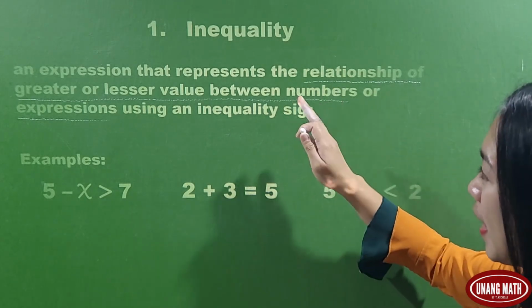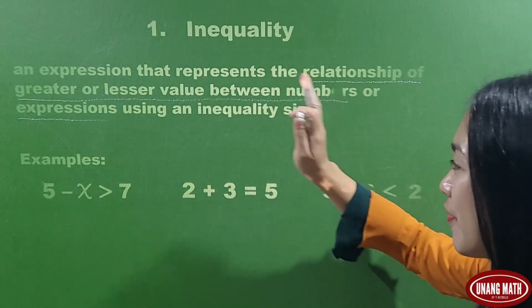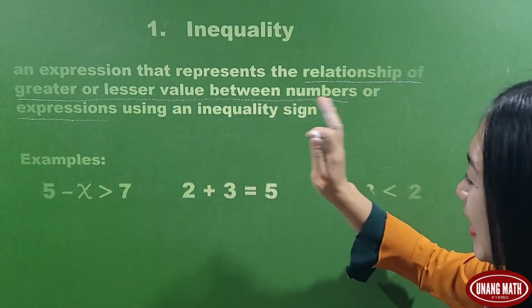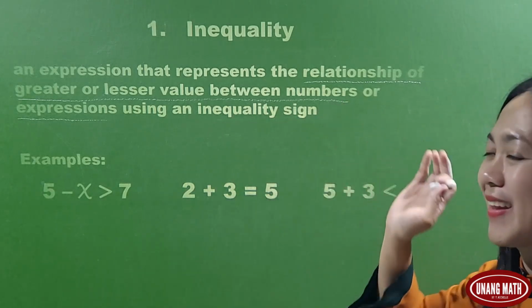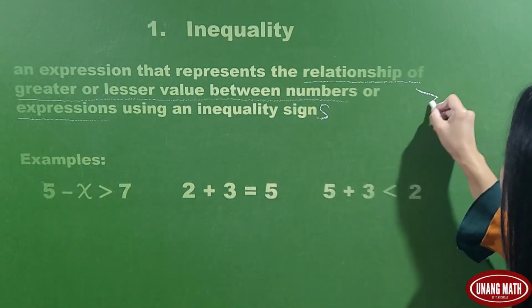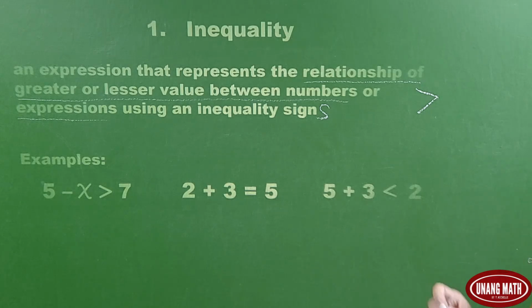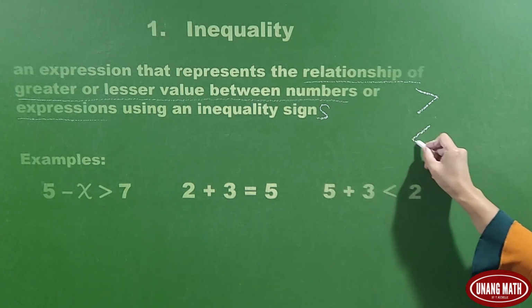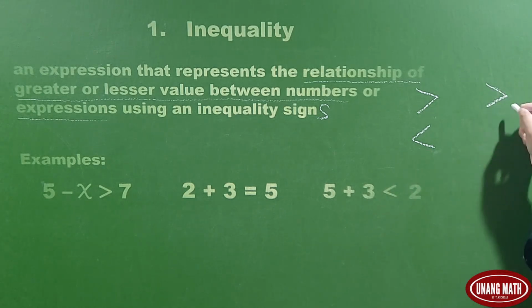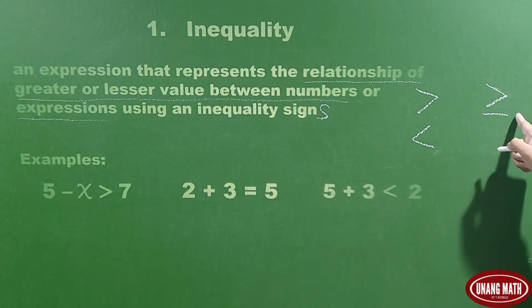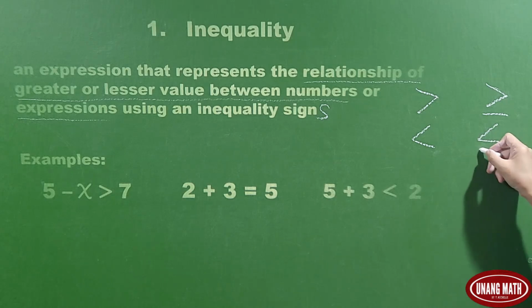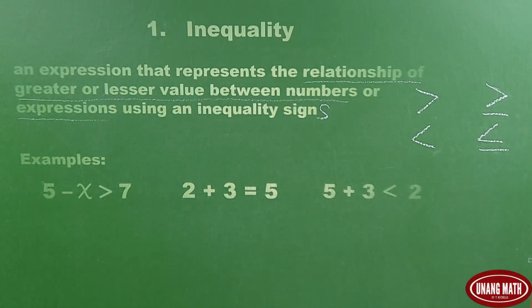Okay, now, how are we going to identify if an expression is an inequality? Inequality uses an inequality sign. What are the different inequality signs? We have this inequality sign, which means greater than. This inequality sign means less than. We also have this inequality sign, which means greater than or equal to. And this inequality sign, which means less than or equal to.